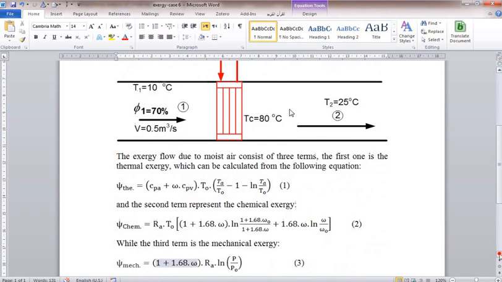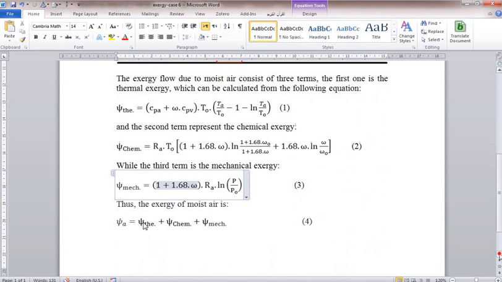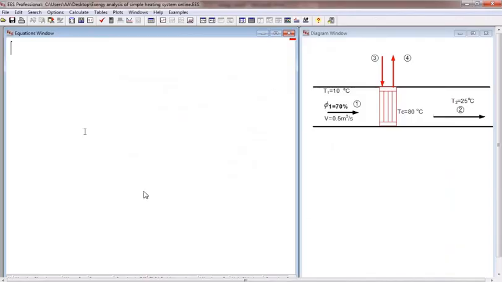Since in the air conditioning system the pressure is always constant, thus equation 3 may be eliminated. The total exergy of the system is the summation of thermal exergy, mechanical exergy, and chemical exergy. This is the final equation of the overall exergy of the moist air. على البرنامج Engineering Equation Solver نسوي التحليل الإكسيرجي والتحليل الحراري للمنظومة. Exergy analysis of a simple heating system.